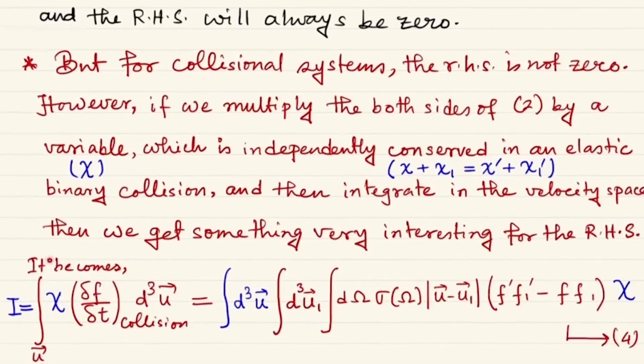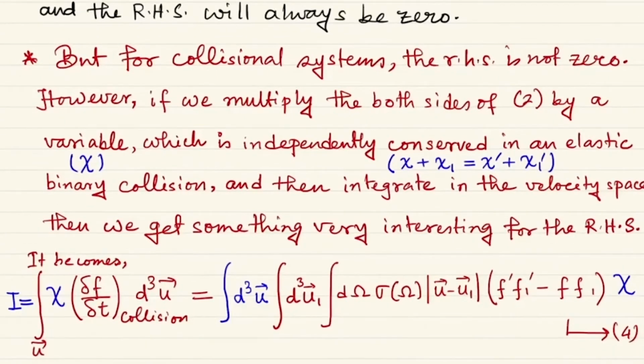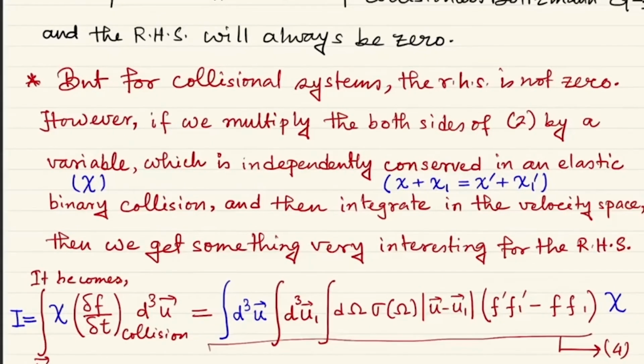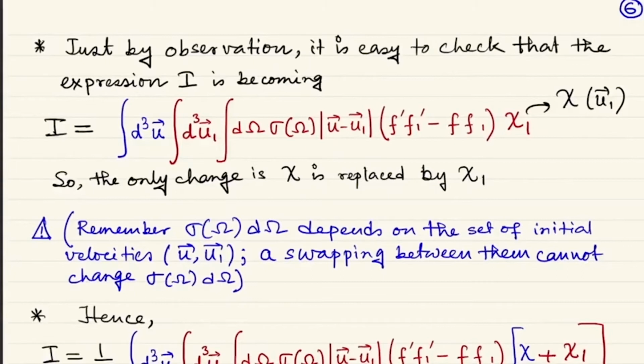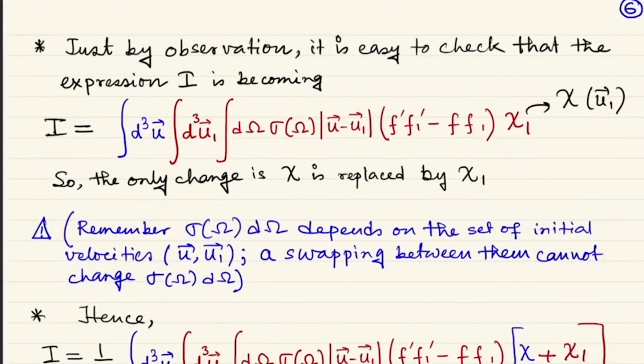Why? Because the RHS becomes simply what I call I, in blue, which is an integration in the velocity space of chi times the collision term, curly delta f over curly delta t collision, d cube u, equal to the whole expression for the collision integral times chi. Now, just by observation you can easily check that this integral I, which I have written over here, just becomes this one.